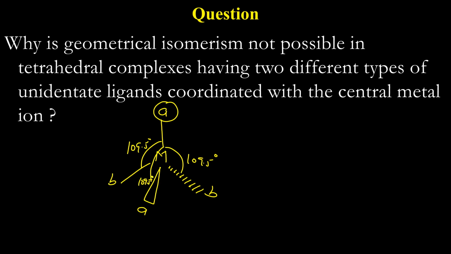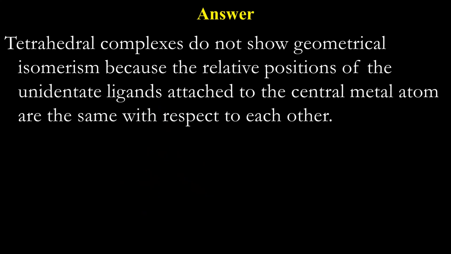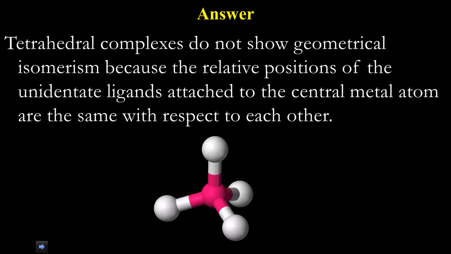So they are adjacent. That's why geometrical isomerism will not be possible. You can't say they will be opposite. They will never be opposite to each other. However, in geometrical isomerism, 2 ligands must be opposite to each other. So this is something I have explained. All the ligands are adjacent to one another. Optical isomerism. Remember, geometrical isomerism we talked about 2: cis-trans and FAC-MER.